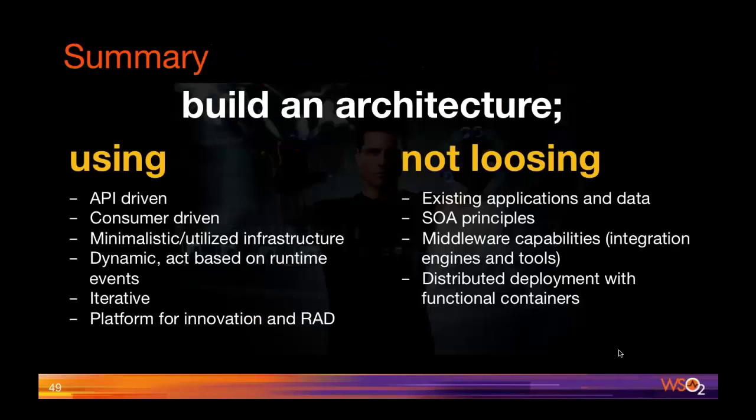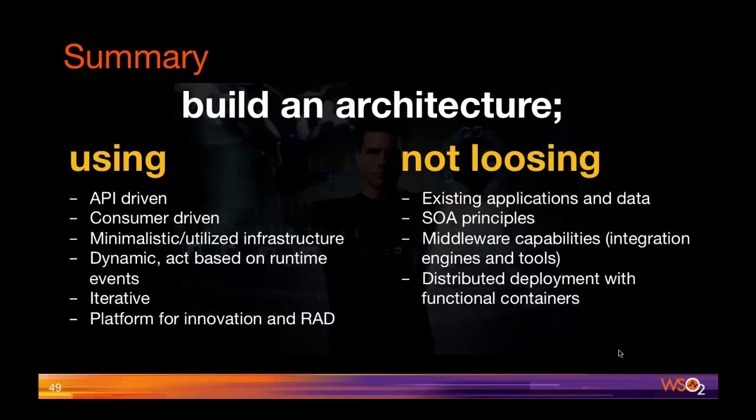So in summary, in this 30-minute webinar, what we discussed is basically to build an architecture using an API-driven, consumer-driven nature, and then minimize and utilize the infrastructure and optimize it. Then act dynamically based on runtime events, like a data update event or a system level update. And then be iterative and implement your solutions. And then build a platform for innovation and rapid application development.